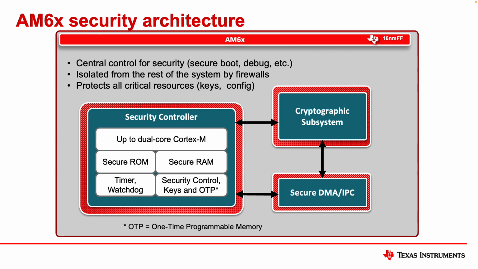As you can see, the security controller is composed of processor cores, usually up to a dual-core Cortex-M type microcontroller core. It has a secure ROM, a secure RAM, some peripherals, and most importantly, probably for today's discussions, a secure area of storage. And this area of storage is called one-time programmable memory. And this is immutable memory that can be used to help establish this hardware root of trust.